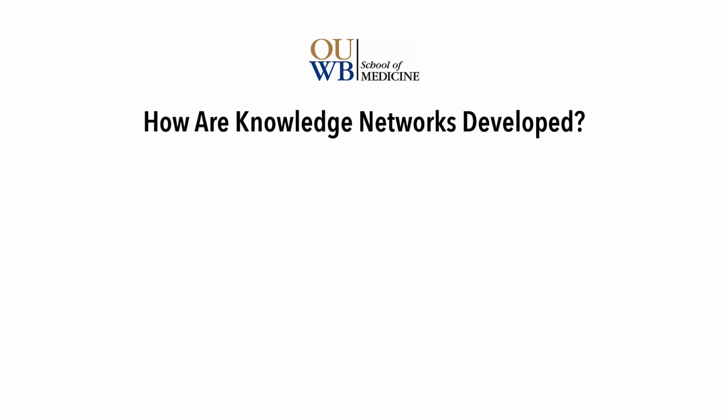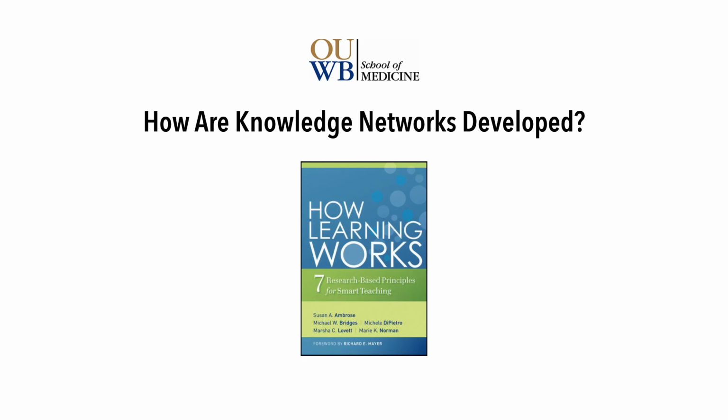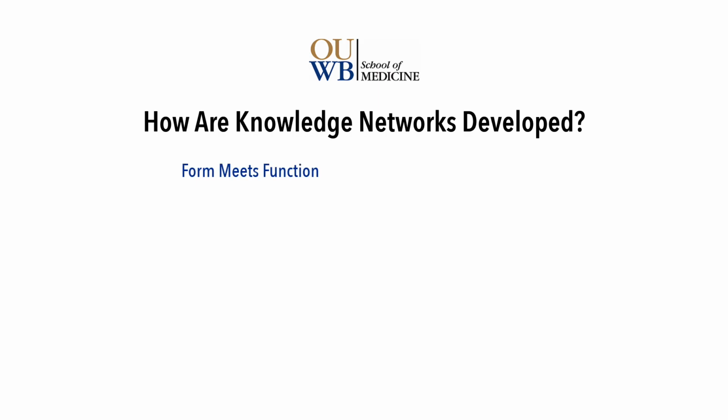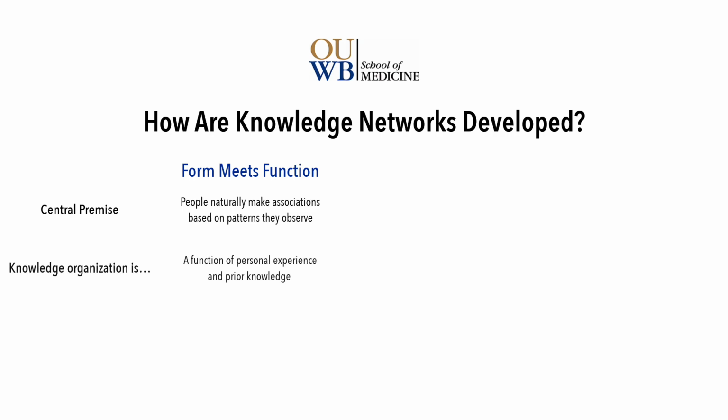To begin, we need to consider how knowledge networks are developed and organized by emerging or novice learners. The authors of How Learning Works note that knowledge organization often begins in the mold of form meets function. They state that people naturally make associations based on the patterns they experience in the real world. The way that people organize their knowledge tends to vary as a function of their experience, the nature of their prior knowledge, and the role that that knowledge plays in their everyday lives.